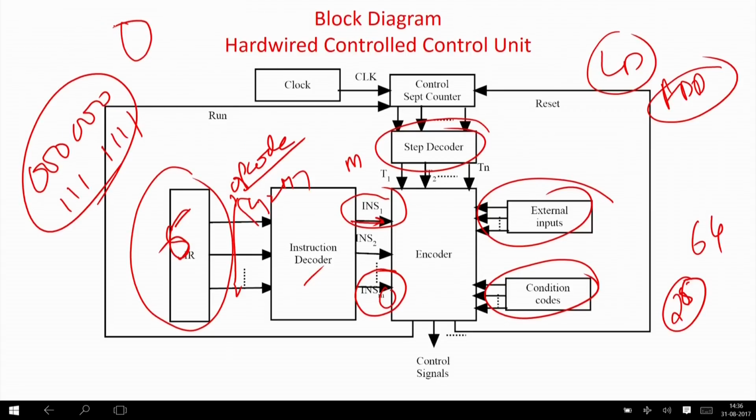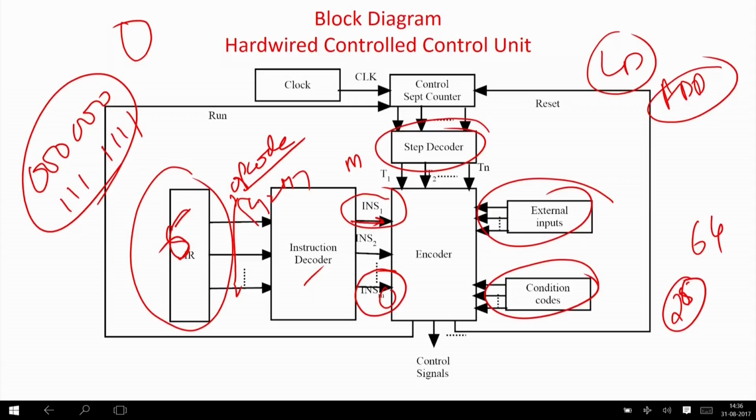If you are at step 1, T2 will be high, and so forth. Or you can even think of a binary encoding. For example, if state 0 is there, all Tn's will be 0. If it is state 1, it will be 0 0 0 0 1. So, it can be a binary encoding or a one-hot encoding kind of thing, like in state 1 it is a 1, in state 2 it is a 1, and so forth.